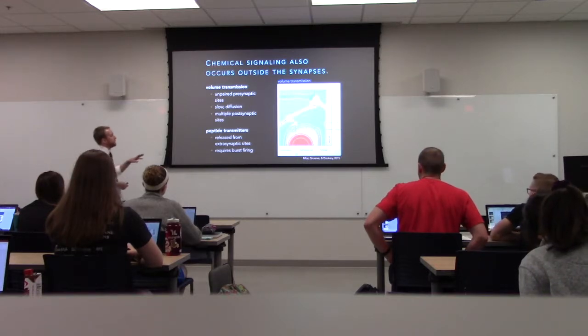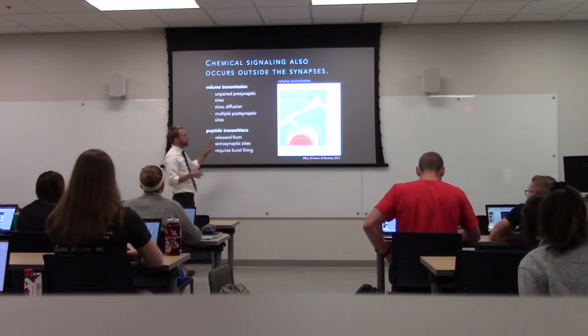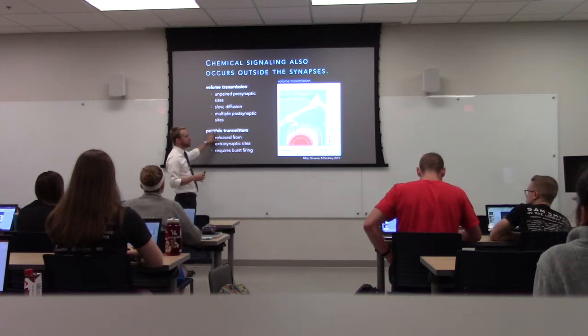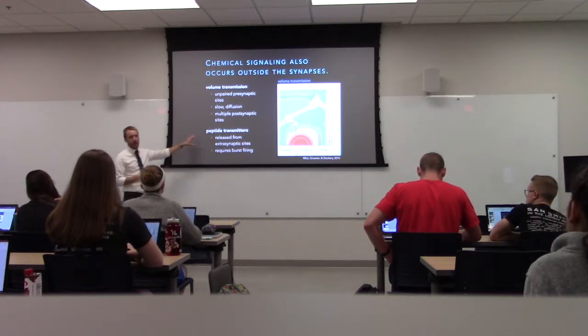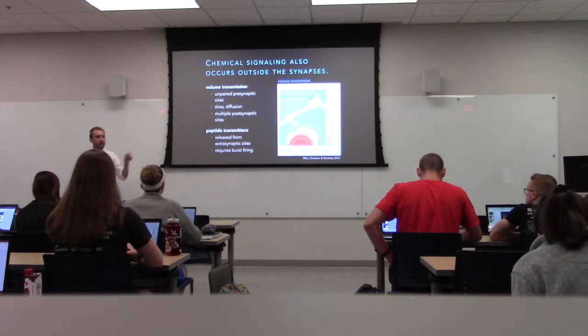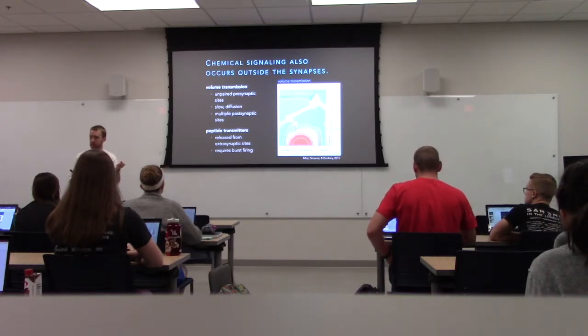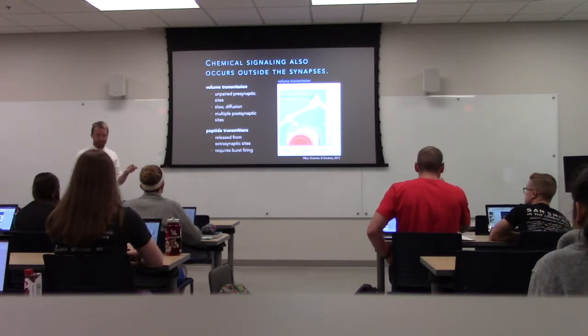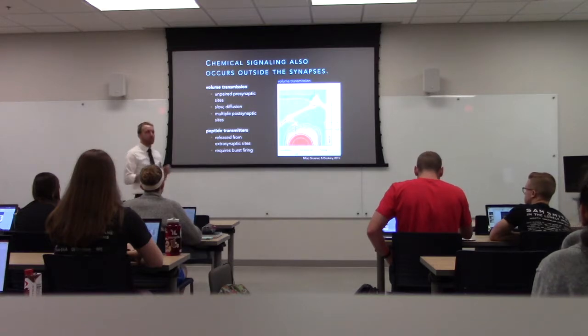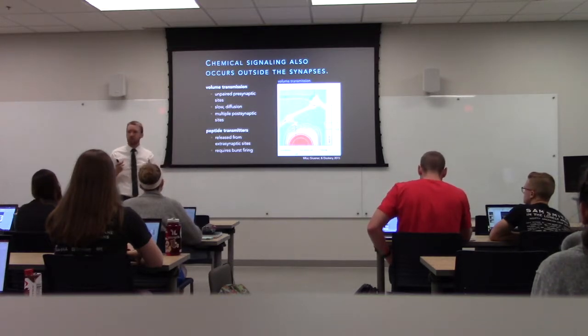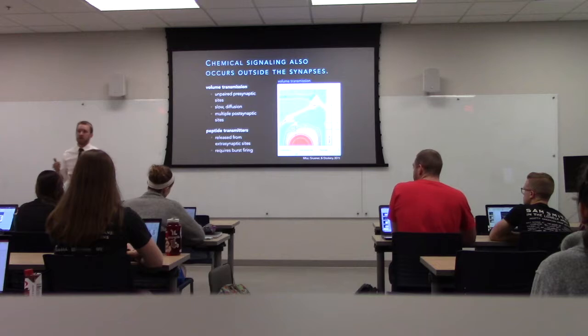This sort of non-traditional release is also true for peptide transmitters. Most neurotransmitters are very small. They're derived from a single amino acid. More on that in lecture 5, I think. But they're small. They're not multiple amino acids linked together.